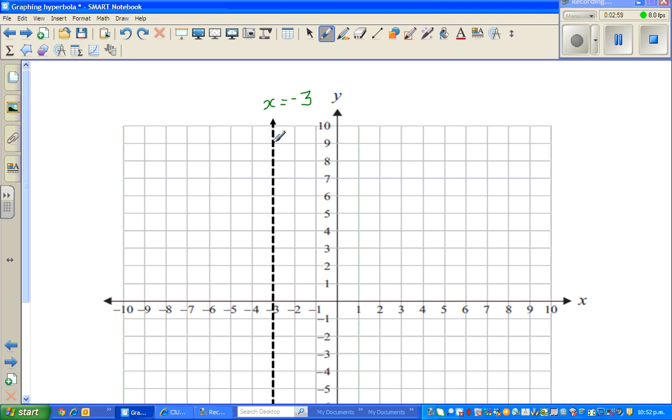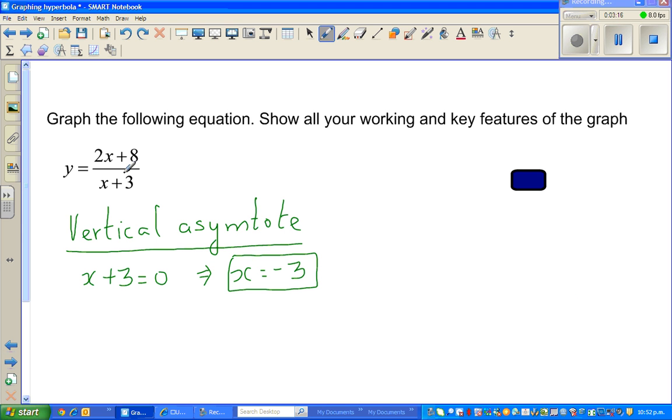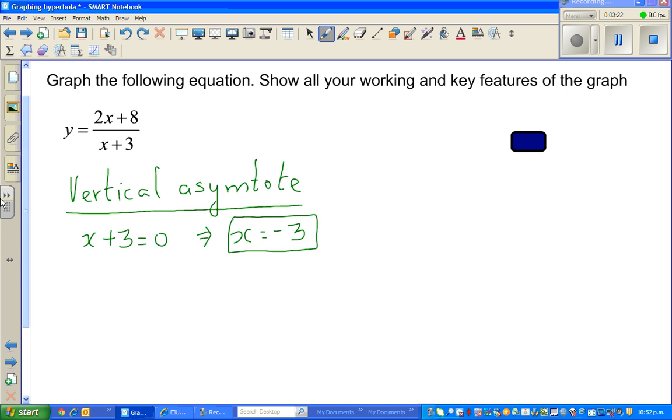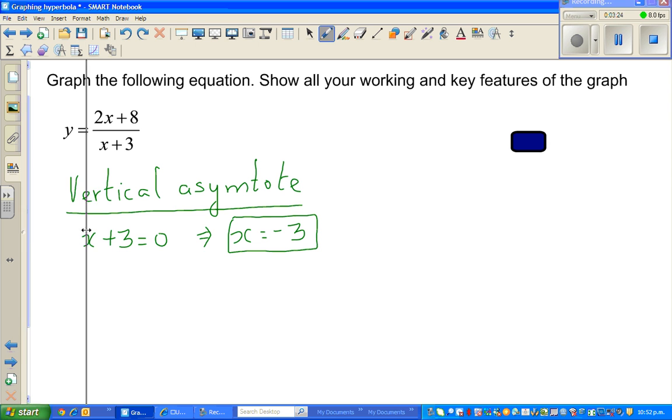So when x is -3, the function or the graph is not defined. Or in other words, you cannot put -3 in the equation. The reason being, when you put x is equal to -3, the denominator becomes 0. So that being done, let me take a different color.